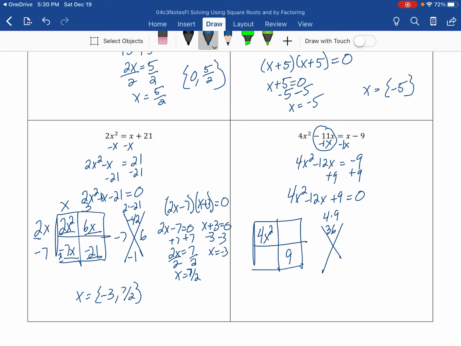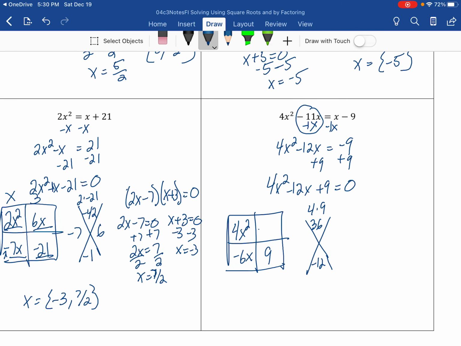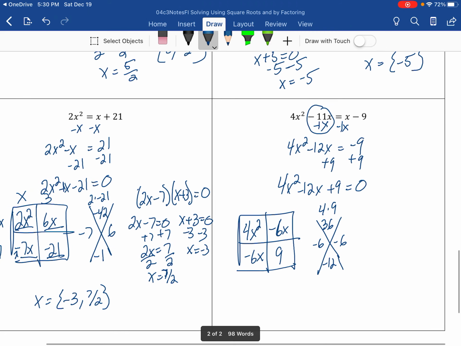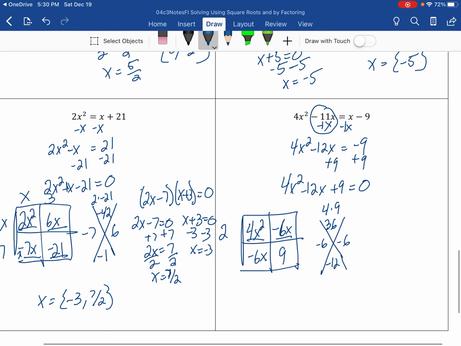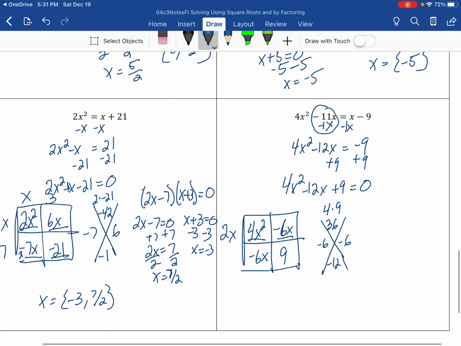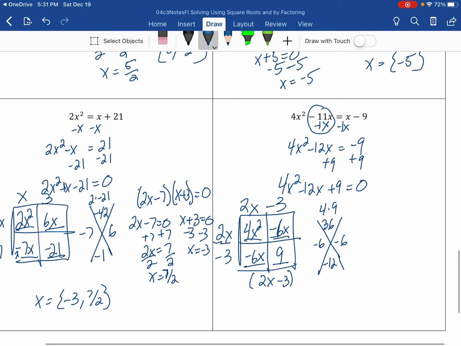I look for two numbers that multiply to be whatever 4 times 9 is, which is 36, and add to be negative 12. That's going to be negative 6x and negative 6x. You can use Desmos to figure those out. I find the greatest common factor of these, which is going to be a 2x. Greatest common factor here is going to be a negative 3. 2 goes into 4 2 times. x is x squared. 2 goes into negative 6 negative 3 times. So this is going to be 2x minus 3 times 2x minus 3 equals 0.